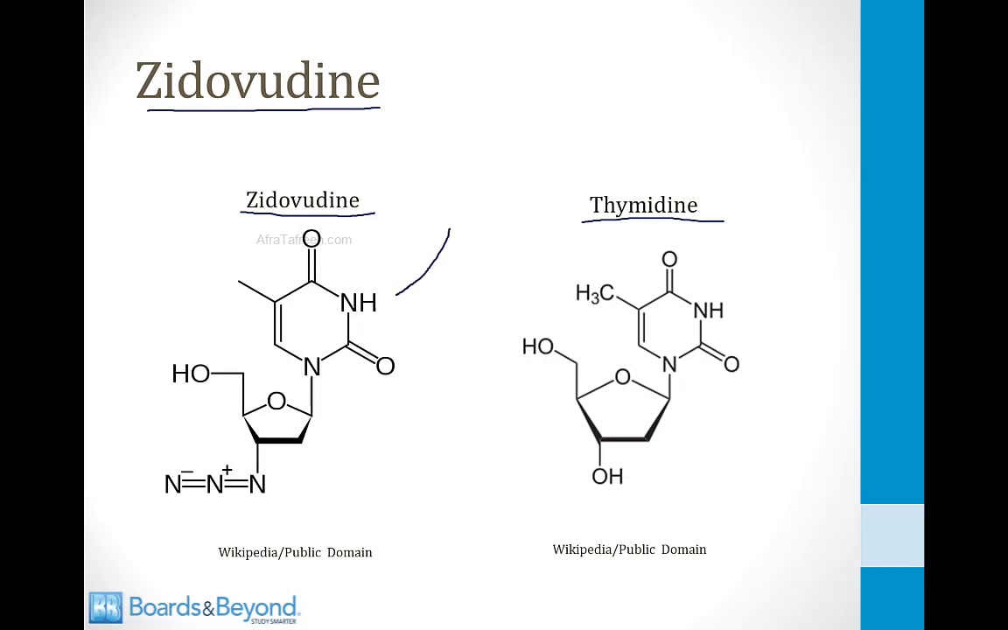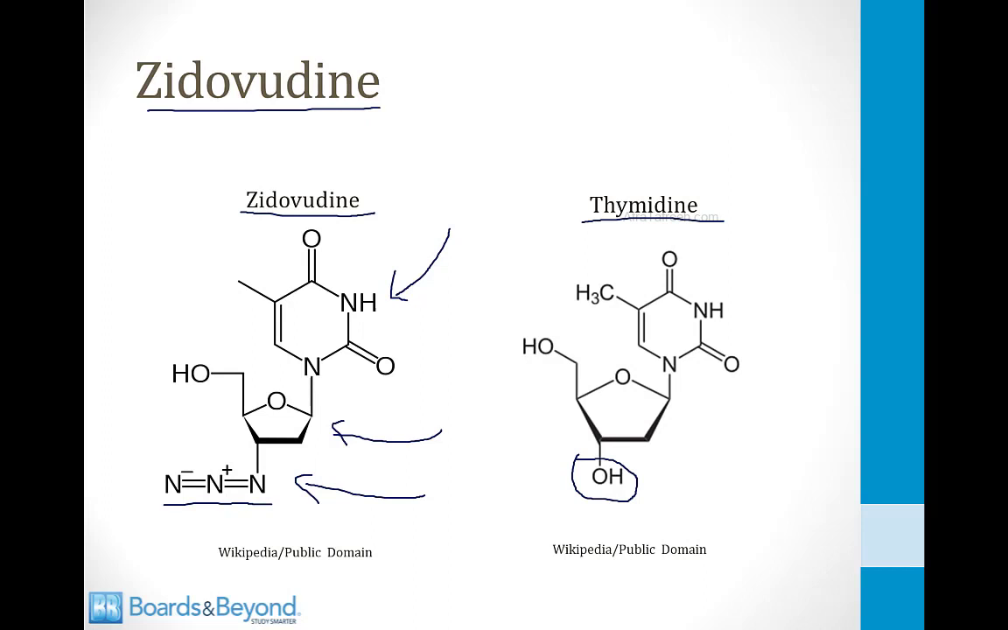And you can see that they are very similar. Zidovudine has the same base as thymidine, and it has a ribose sugar just like thymidine. What's different is that thymidine has a hydroxyl group right here, whereas zidovudine does not. And recall that it is this hydroxyl group that gets linked to the next nucleic acid. This means that once zidovudine is incorporated into a growing DNA chain, that chain cannot be grown any further because there's no way to add another nucleic acid. The hydroxyl group is missing.